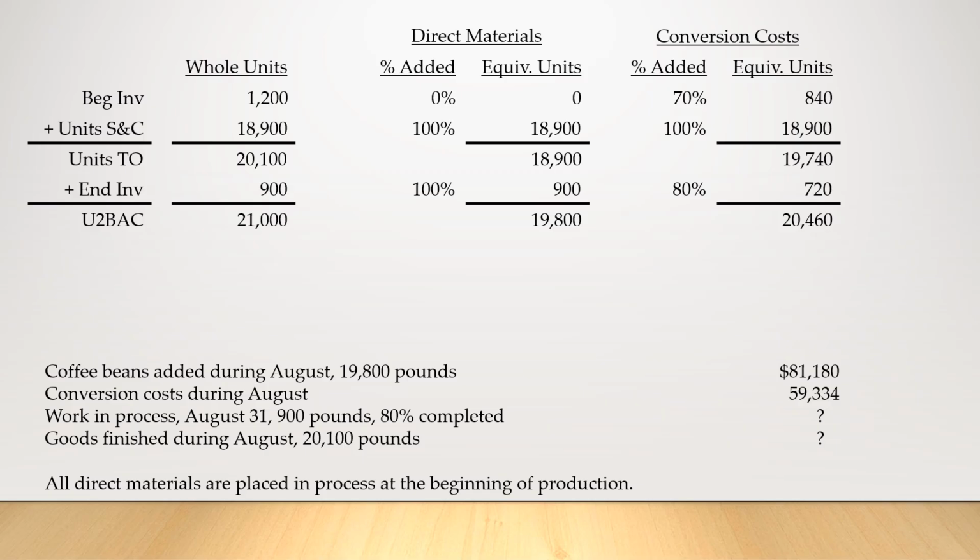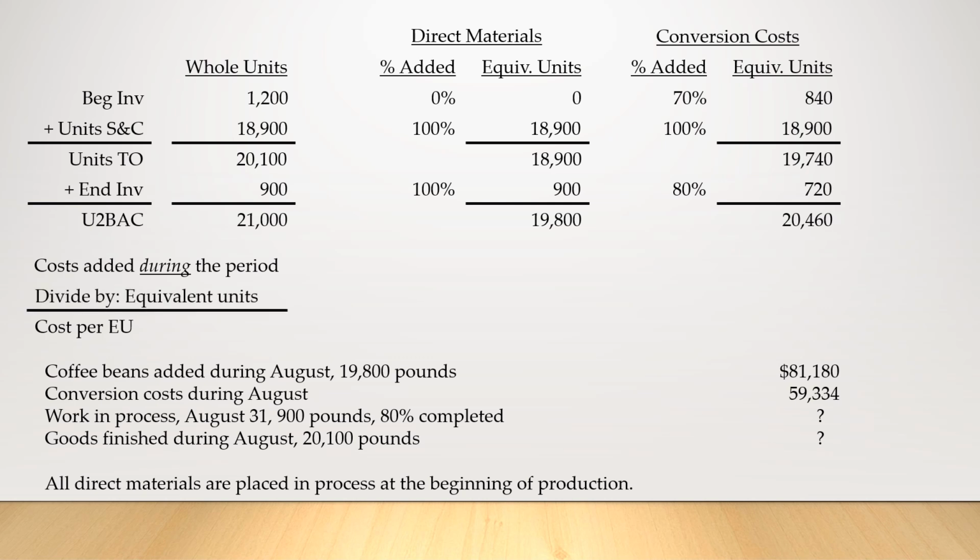Next, we need to calculate our cost per equivalent unit. To do so, we take our costs added during the period. It's very important that you only use the current period's costs under the FIFO method. Then divide that number by equivalent units. For materials, our costs incurred during the month was $81,180, which we'll divide by 19,800 pounds to get a cost per EU of $4.10 per pound.